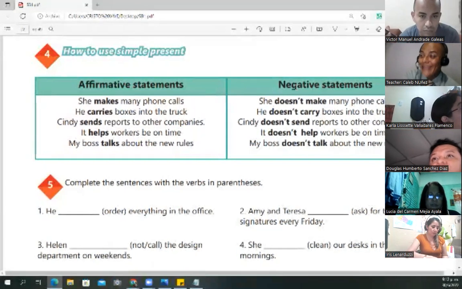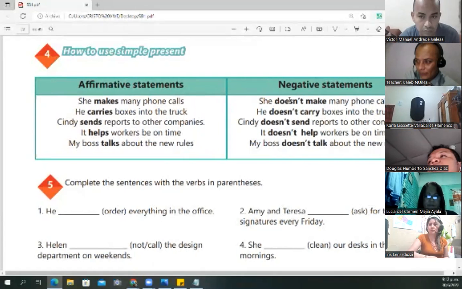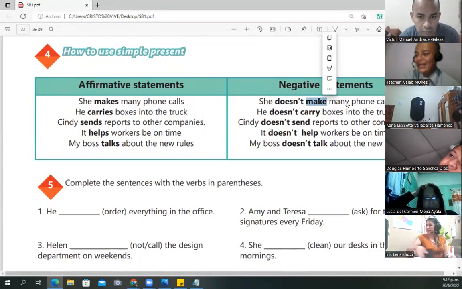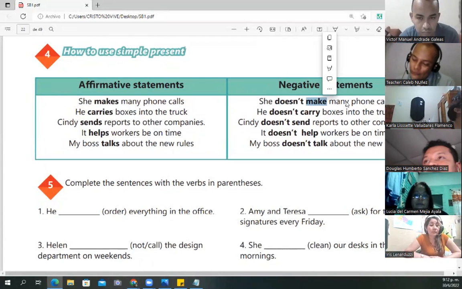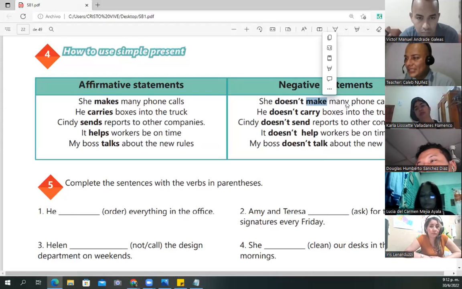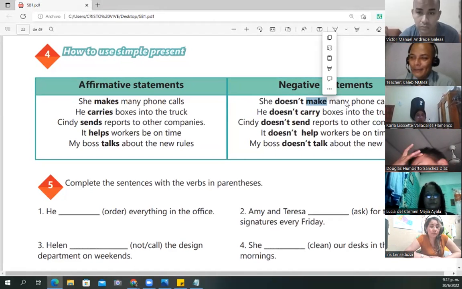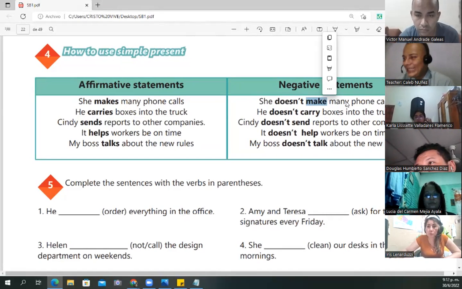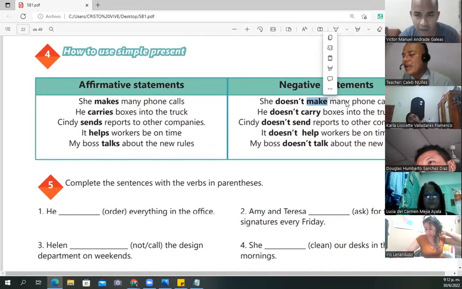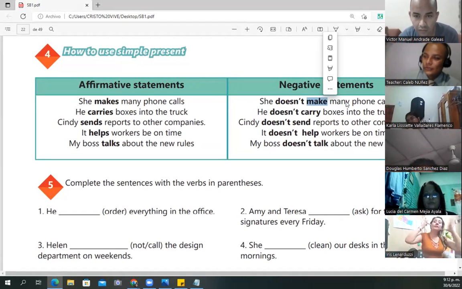Okay. Cuando es negative, siempre vamos a poner el auxiliar doesn't. Y el verbo va a regresar a su forma base. ¿Por qué va a regresar? Porque estamos usando el auxiliar. Entonces, siempre que usemos el auxiliar, el verbo ya no va a ser makes, sino que make. She doesn't make. Ella no hace. Ella no realiza. She doesn't carry. Ella no lleva. Ella no carga. Right? Entonces así vamos.